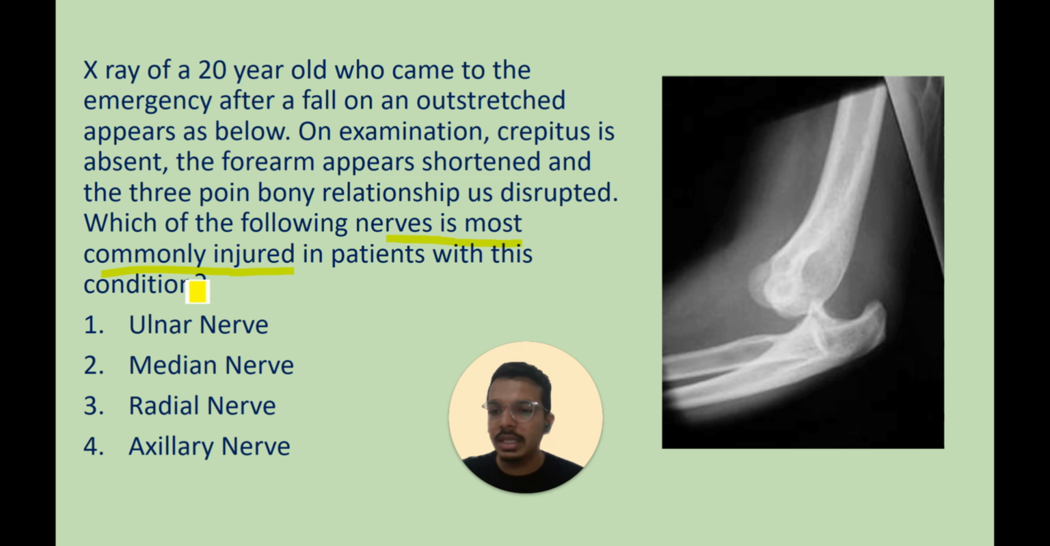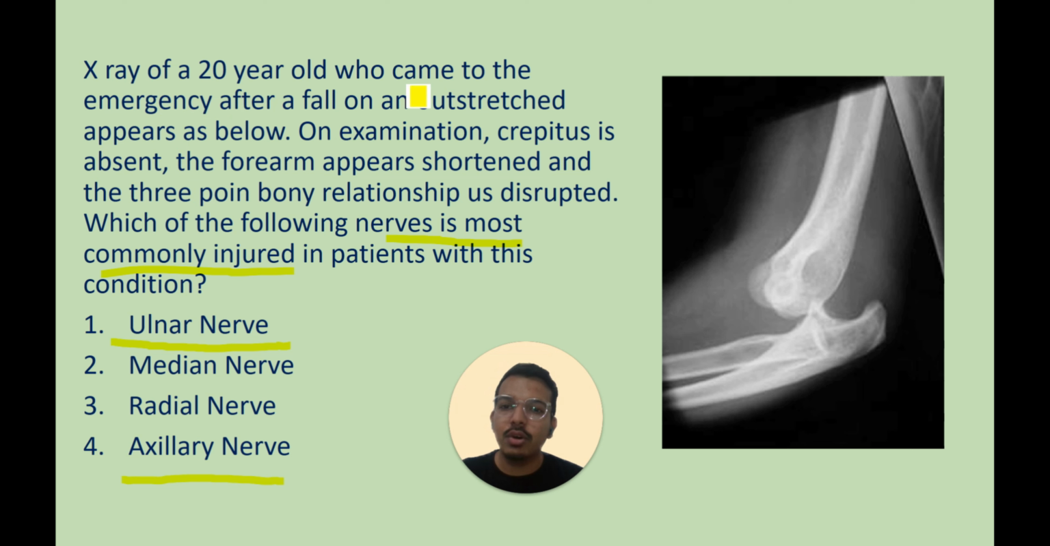So if we look at the options: ulnar nerve, median nerve, radial nerve, axillary nerve, obviously not axillary nerve, right? So you will rule out some options. Axillary nerve won't reach up to the elbow, so it can't be the answer. And among these three, if you know the factual stuff, you will be able to answer that the answer is ulnar nerve. You can go through the whole question just to be safe.